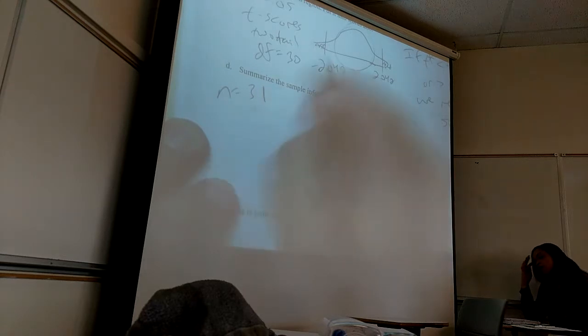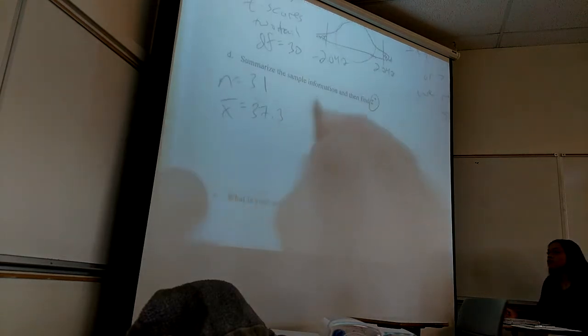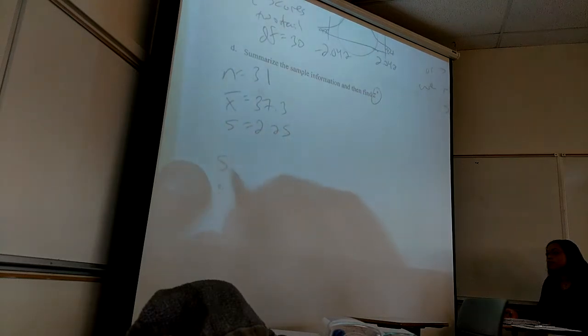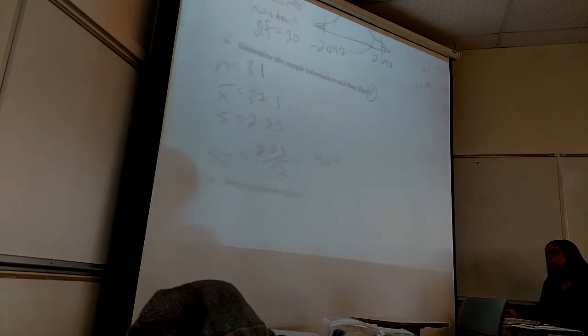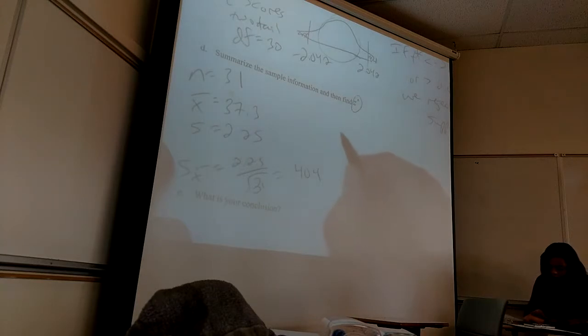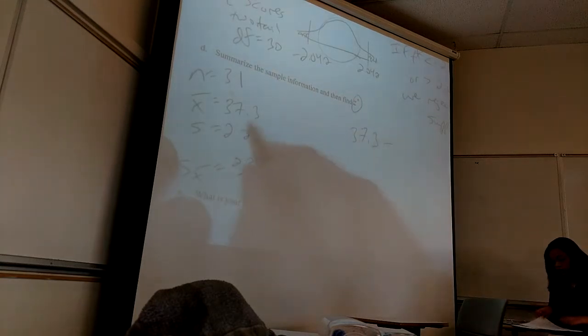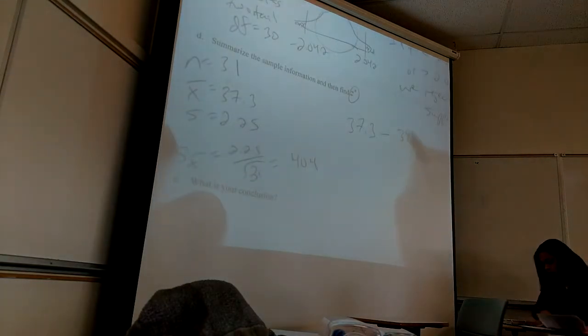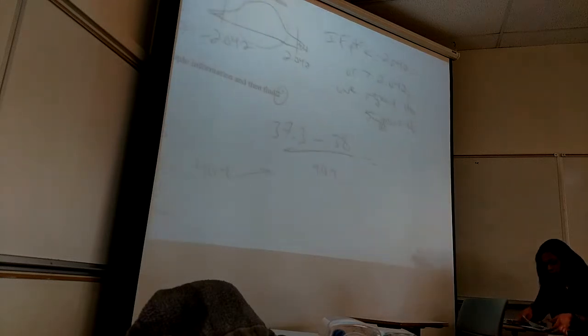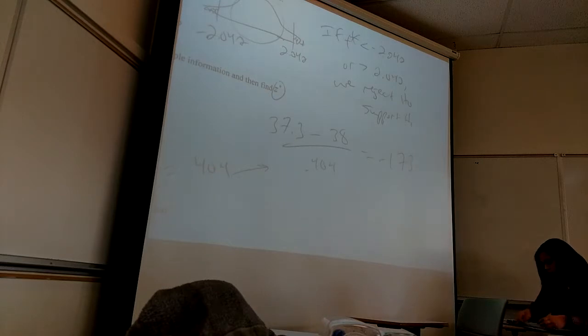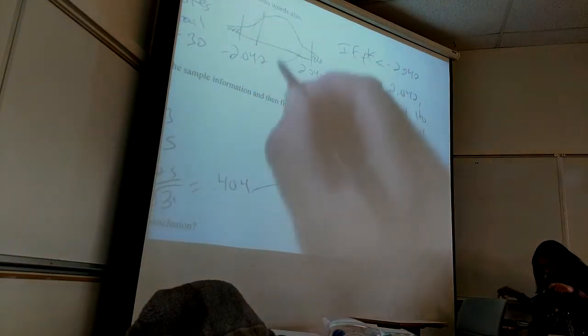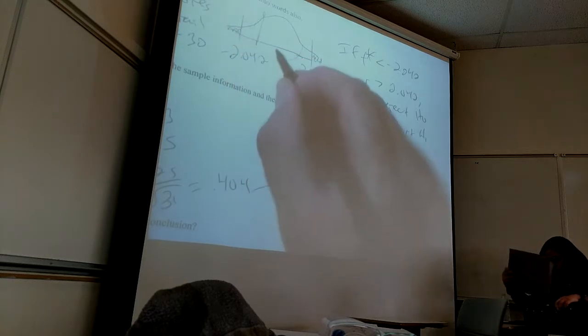What's N? 31. What's X bar? 37.3. What's S? 2.25. So what's S of X bar? 0.404. So then, I know it's a Z-star. This is just the measurement of how many standard deviations away you are. Doesn't matter what you call it. So 37.3, our data, minus the supposed middle, divided by the new standard deviation, and we get negative 1.73. Okay, I like it. And right there, did it make it into the rejection region? No, it's closer to 0 than it is to there.